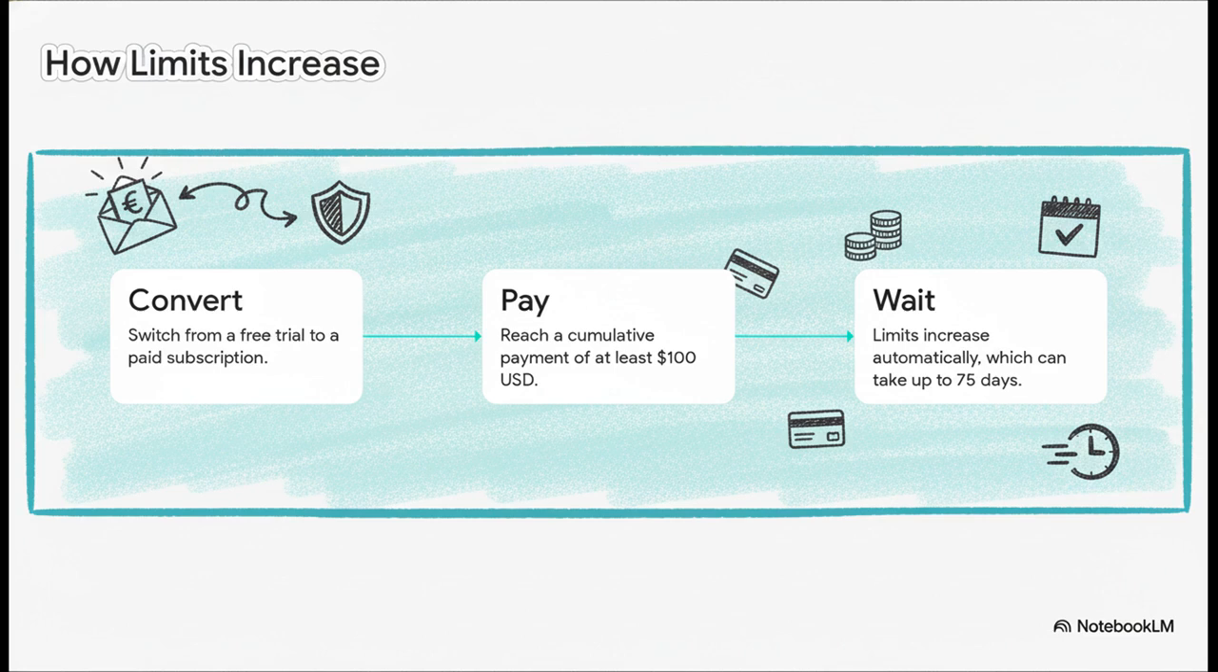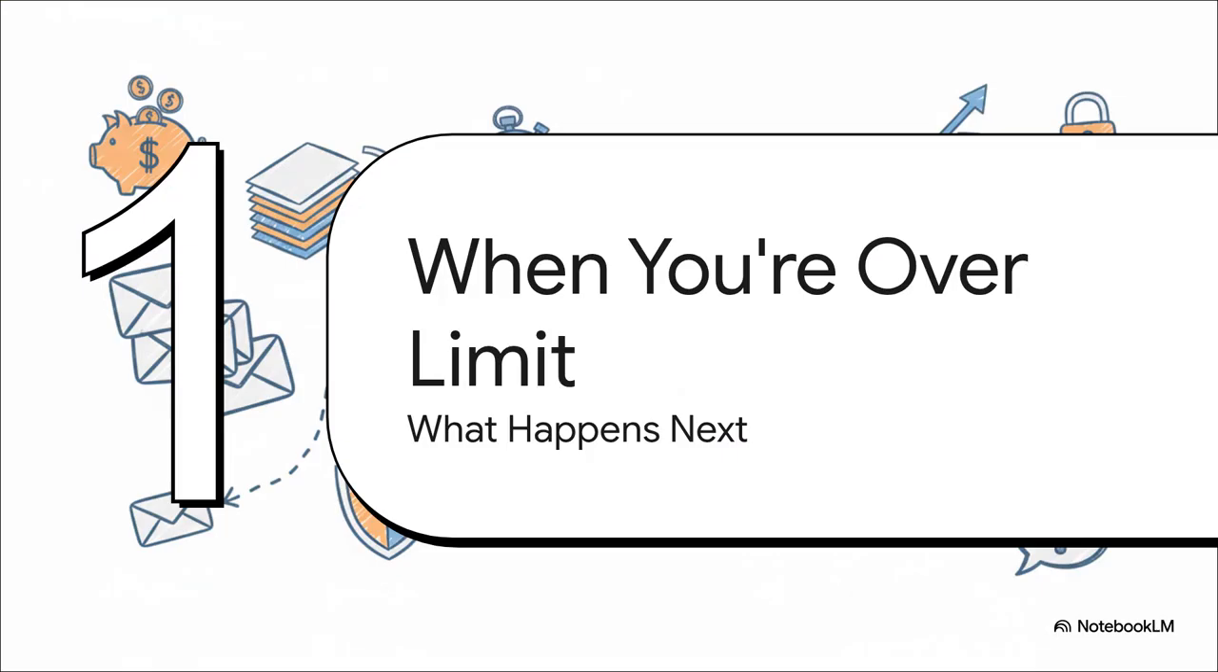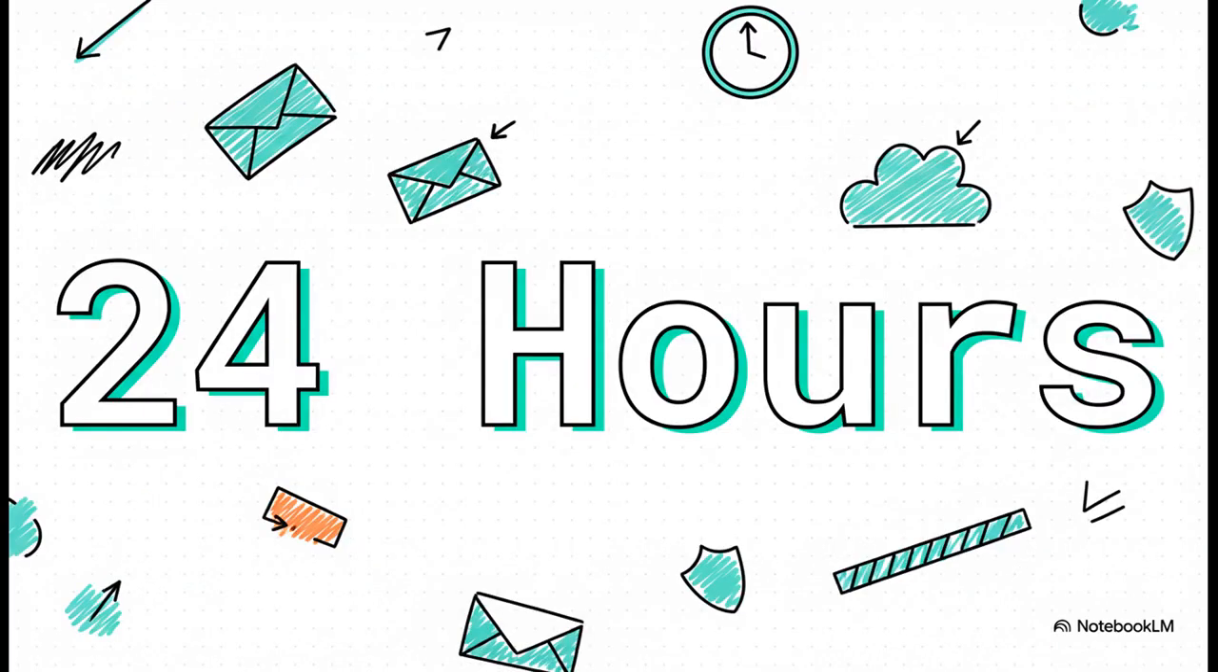Okay, so let's talk about what happens when you accidentally push your luck and go over one of these limits. The good news is, it's not a permanent ban, but your account does get put in a temporary timeout. The standard penalty is pretty straightforward. You get temporarily suspended from sending any new messages, and that suspension usually lasts for up to 24 hours. During that time, you just can't send any outgoing email, period.